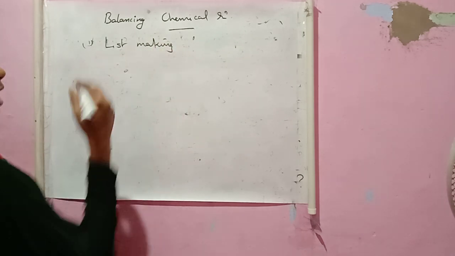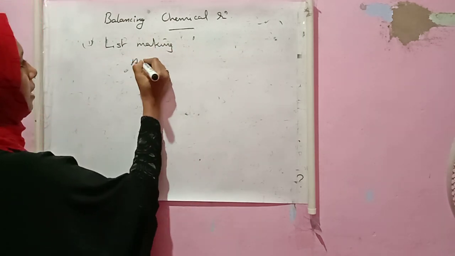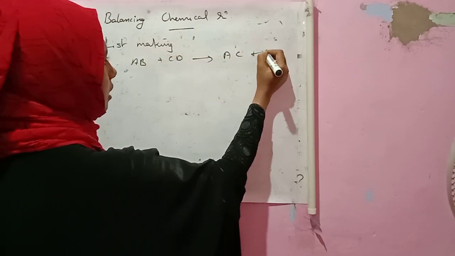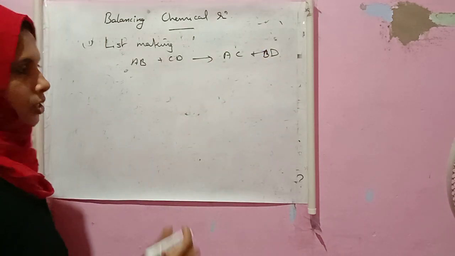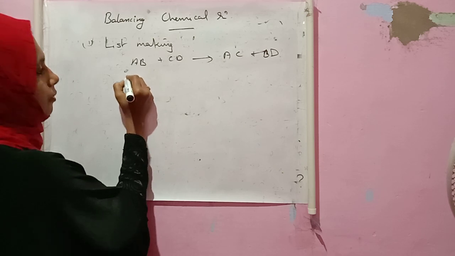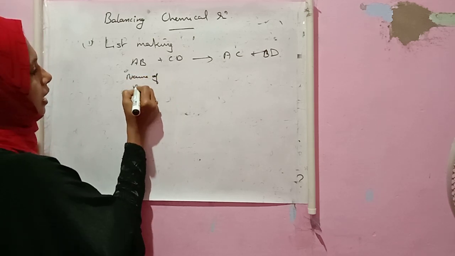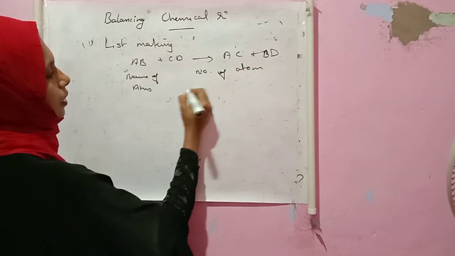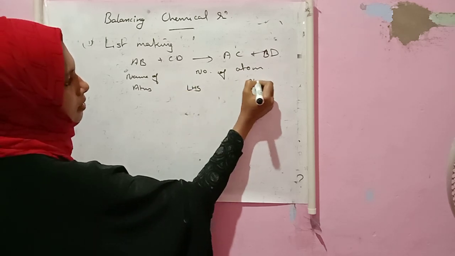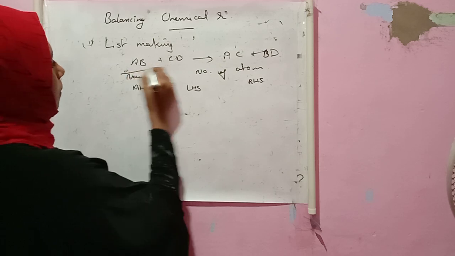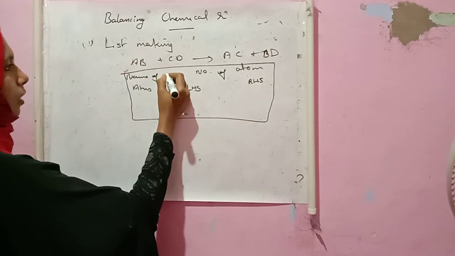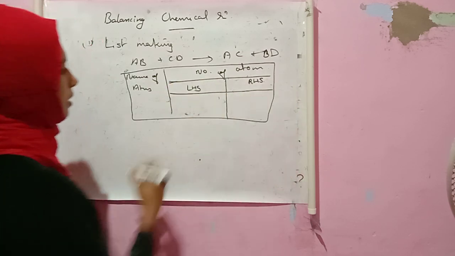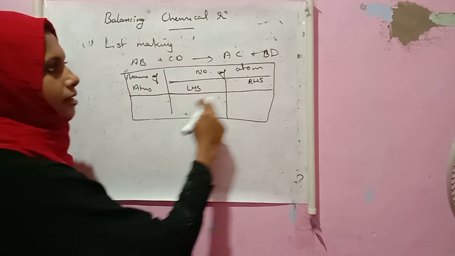For example, I am taking a general equation, AB plus CD gives AC plus DB, or BD. This is a general equation. So we are going to make a list with the name of atom and number of atoms in LHS and in RHS. This may be the form of our table or list. This is the list making.